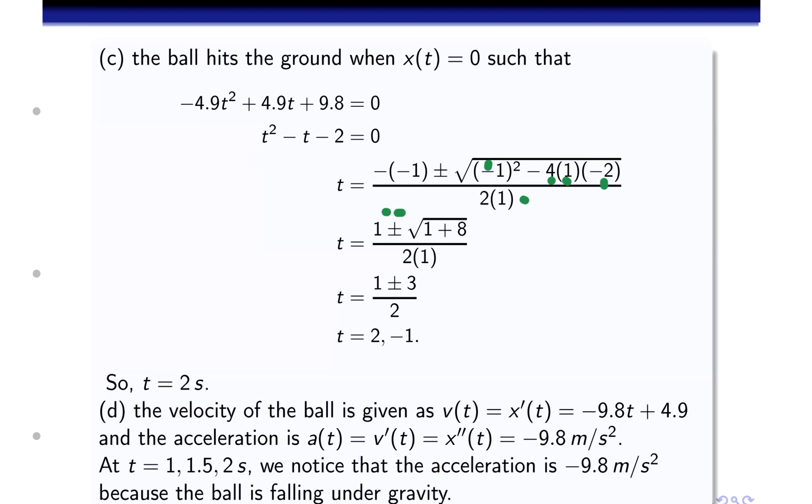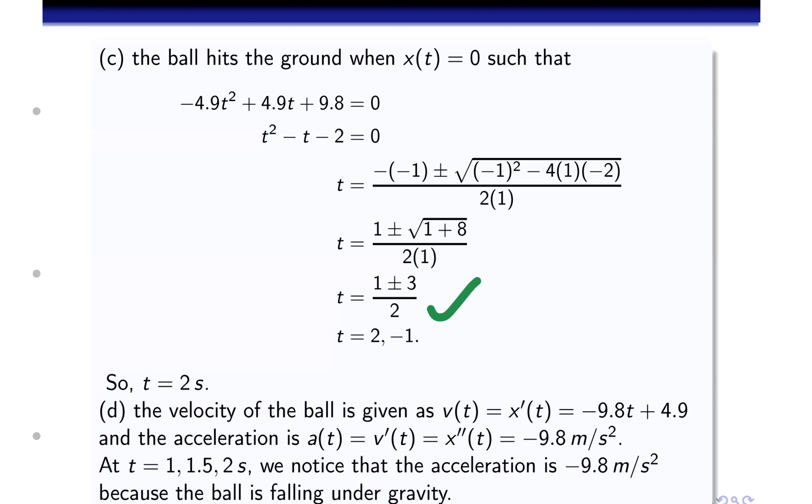So there you have it. And 2 times 1 down there translates to 2, right? So you have 1 plus or minus the square root of 1 plus 8, which is 9. And square root of 9 is 3. So you have t to be 1 plus or minus 3 divided by 2. If you take the plus first, 1 plus 3 is 4 divided by 2. That is 2. Then 1 minus 3 is minus 2 divided by 2.